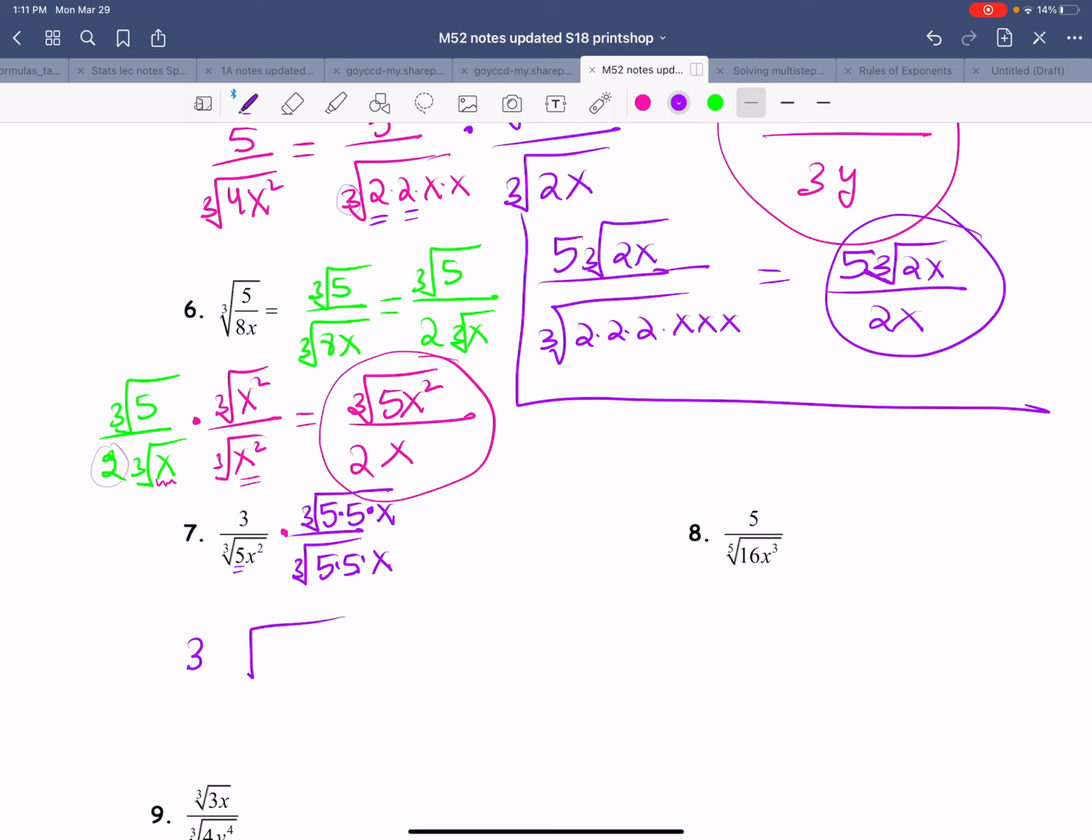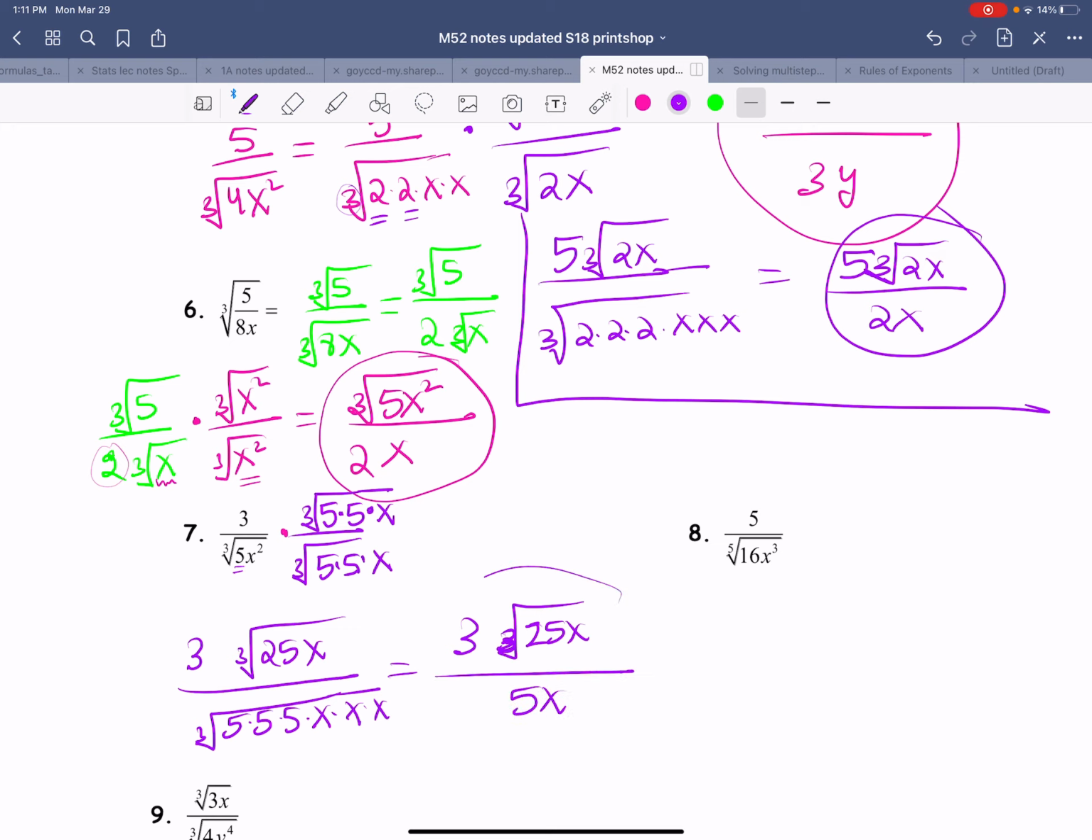It turns out that in the numerator, I have 3 times the cube root of 25x, divided by the cube root of 5 times 5 times 5 times x times x times x. So that is 3 times the cube root of 25x divided by 5x. And that's our final end product here. Well, I don't have any radical in the denominator, and that was the goal. Okay, let's check out number 8.